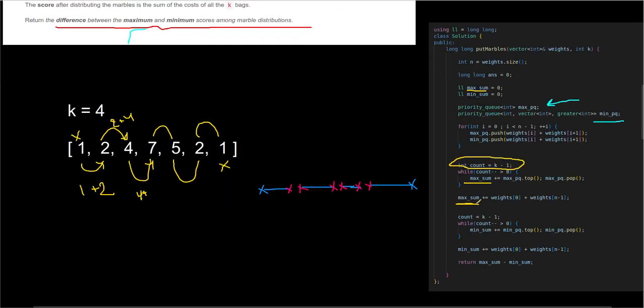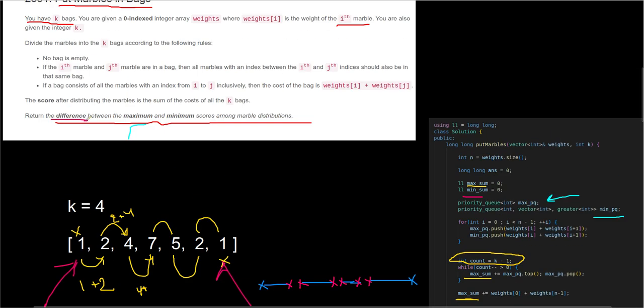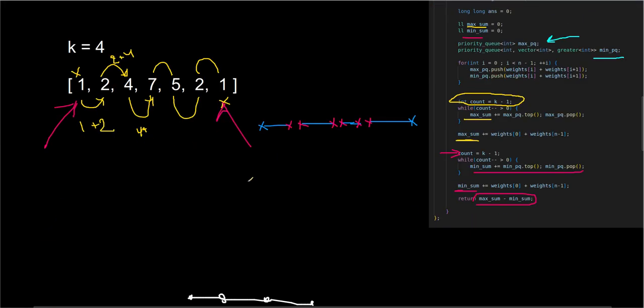and we do the same for min priority queue. We set count to k minus 1, we add to the minimum sum the minimum 3 pair values, and also the values at the edges of the array, and at the end we return the difference between the maximum and the minimum scores.